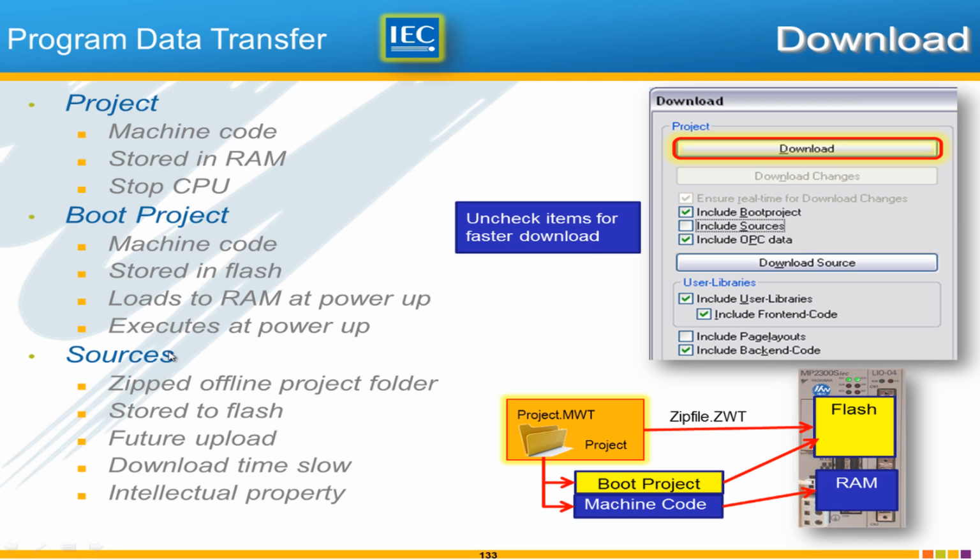The third item was sources. And sources means your entire project folder will be zipped into one file called a zip file and will be stored on the flash of the controller. This way you can, in the future, upload the whole project back into MotionWorks IEC. Even if you've lost your PC's project, it's possible then to store it on the controller, upload it, and continue developing or monitoring whatever you want to do. It's just another copy of the project, as if you had saved it on a USB flash drive somewhere.